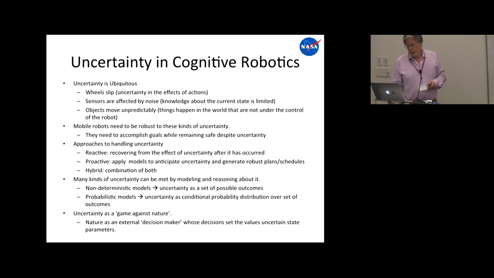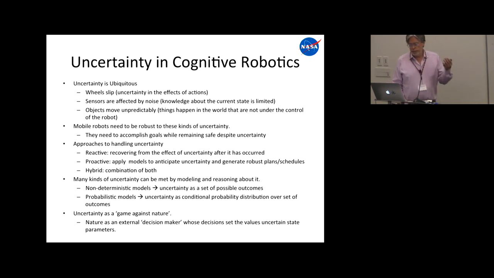In this talk, the uncertainty we're going to talk about has to do more with the third one, that things happen in the world, exogenous events, that are not under the control of scheduling or planning completely. So mobile robots need to be robust to these kinds of uncertainty. They need to accomplish goals while remaining safe despite the uncertainty.